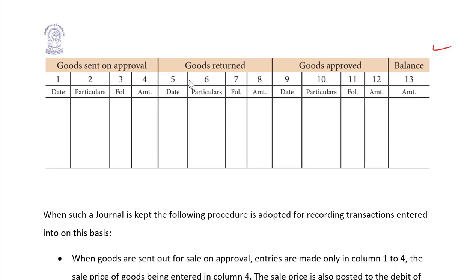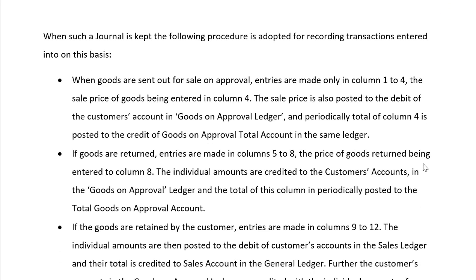Goods sent on approval, goods returned, approved, and balance at last. When such a journal is kept, the following procedure is adopted for recording transactions entered into on this basis. When goods are sent out on sale or return or approval, entries are made only in columns 1 to 4. The sale price of goods is entered in column 4.